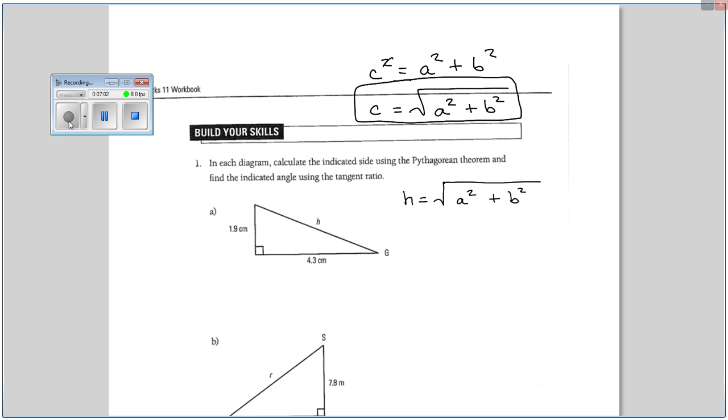Every time. Sometimes you need brackets to help the calculator out. On most calculators, it's going to look like this: that symbol, then a bracket, 1.9 squared plus 4.3 squared. Close the bracket, and it should spit out the answer. How many of you got an answer for me?